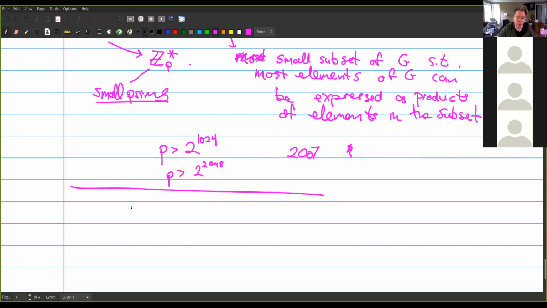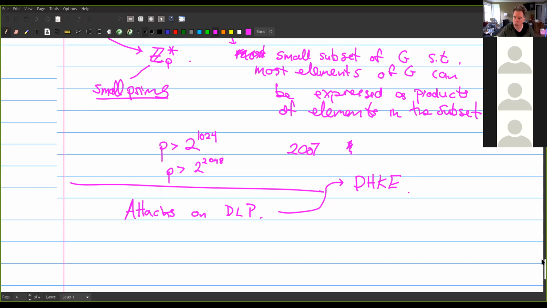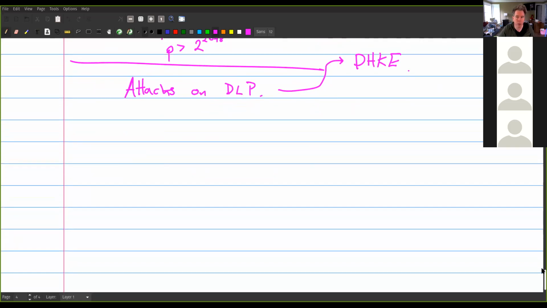So that's the end of our discussion of attacks on the discrete logarithm problem. We've already seen one algorithm that depends on the discrete logarithm problem for its security, and that was Diffie-Hellman key exchange. By the way, Diffie-Hellman key exchange you can do over elliptic curves or over ZP star. When you do it over ZP star, then you need a big prime.